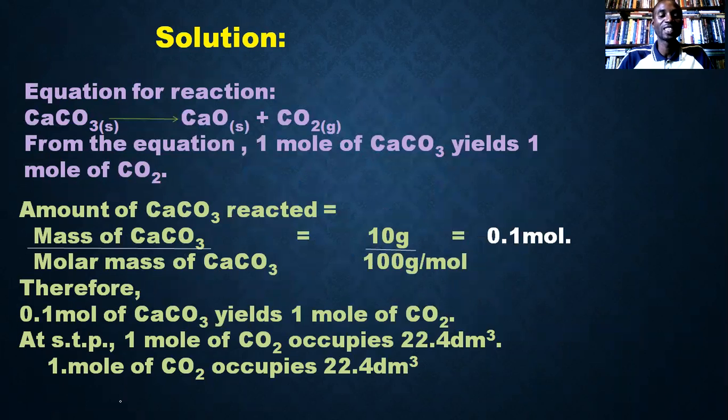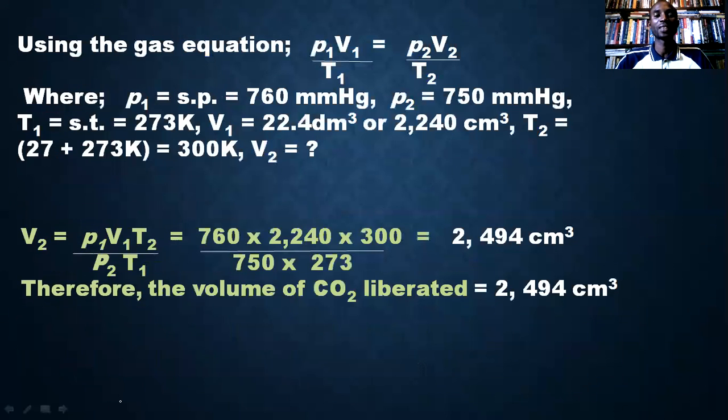If that is the case, it means that 0.1 mole of calcium carbonate will yield 0.1 mole of carbon 4 oxide. And at STP, 1 mole of any gas, including carbon 4 oxide, occupies 22.4 dm cube. That means 1 mole of carbon 4 oxide occupies 22.4 dm cube. All right.